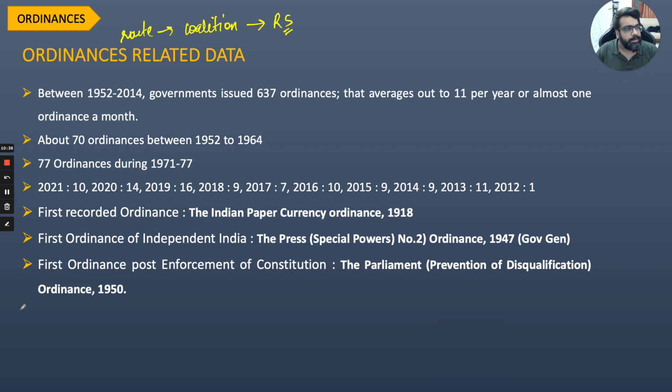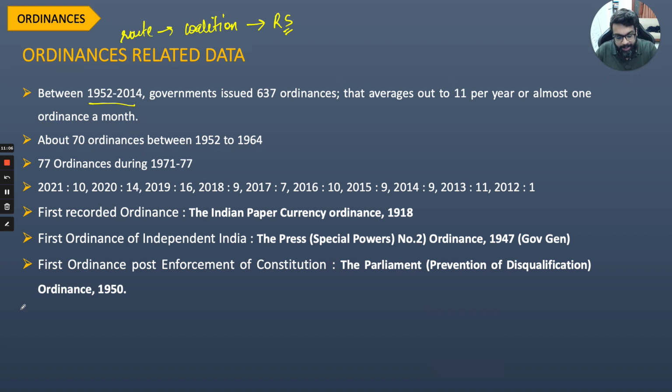And it's not just the current government or the government right before this, or the Congress or the BJP. Irrespective of who's been in power, the extent of the usage of ordinances has actually been a fairly high amount. The data that really hits us hard, and I think you should quote this data, is that between 1952 to 2014, governments across the board had issued a total of 637 ordinances.